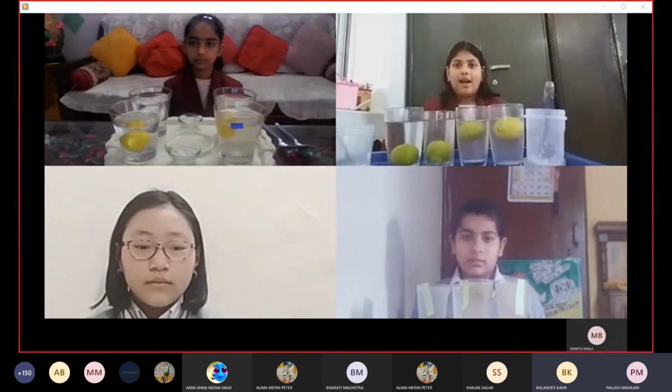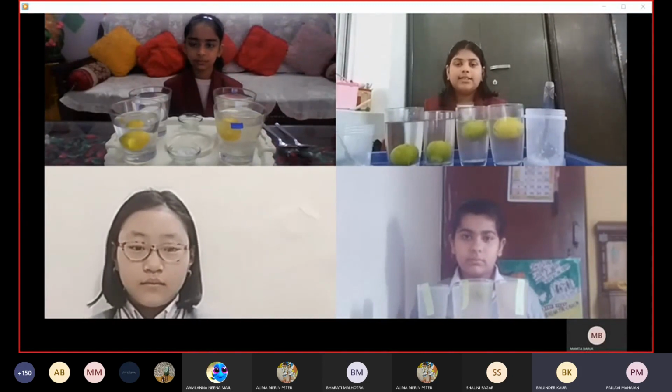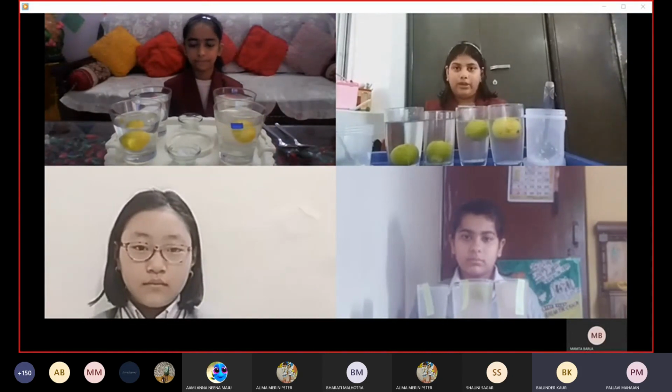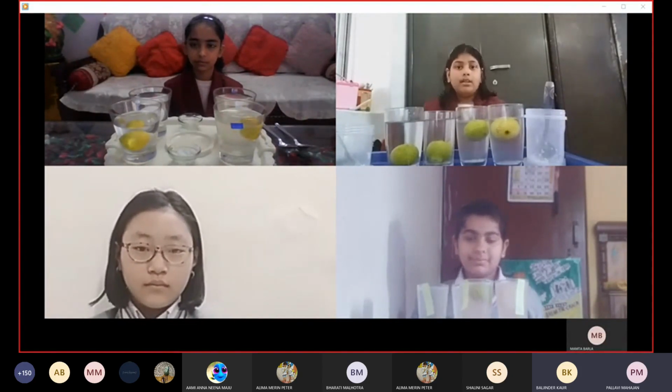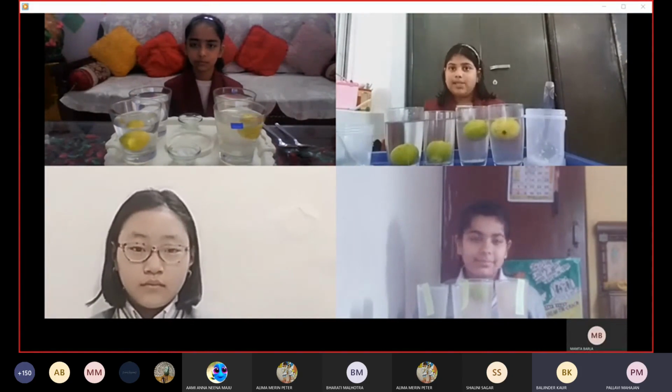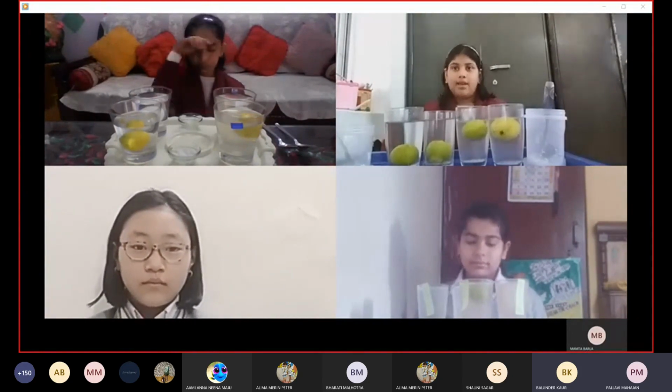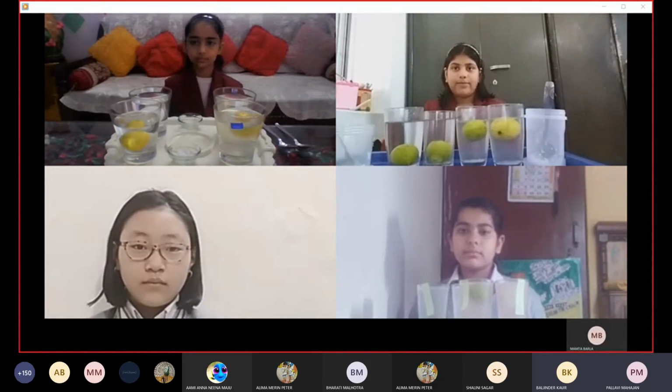Now I will explain how the eggs float and sink. The egg sinks in regular tap water because the density of the egg is greater than the density of water. The water in the first 2 glasses becomes thicker or denser on adding salt and sugar. The weight of the water displaced by the egg and lemon is more, hence they float.